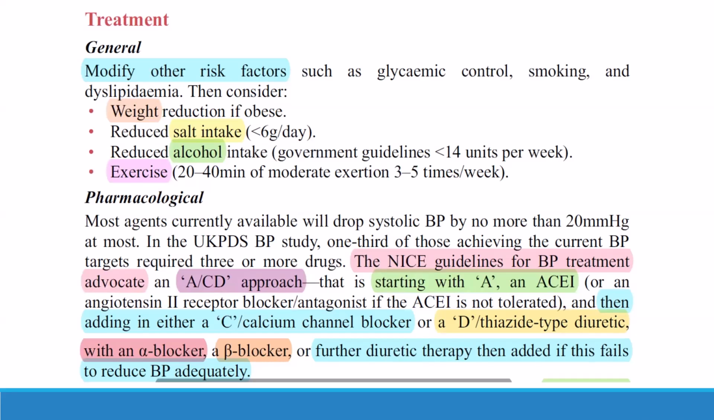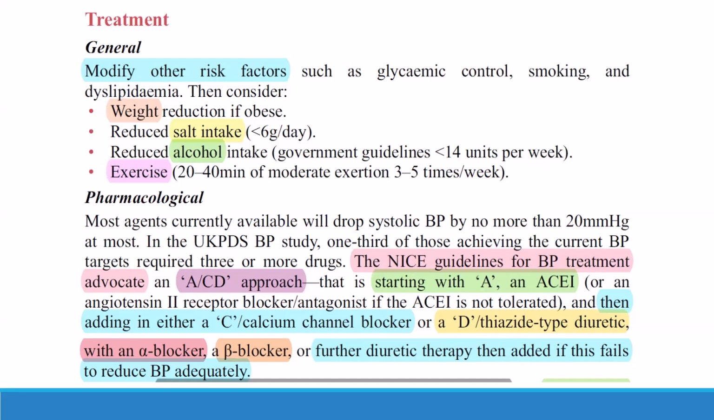For general treatment of hypertension, we should modify other risk factors like obesity and salt intake. Salt should be reduced to less than 6 grams per day or 5 grams per day. Reduce alcohol intake. Exercise 20 to 40 minutes of moderate exertion 3 to 5 times per week. In pharmacological therapy, as recommended by the NICE guideline, we should start by the ACD approach. We should start with ACE in diabetics or ARBs. If the ACE is not tolerated, then we add in either C, calcium channel blocker, or D, thiazide diuretic.